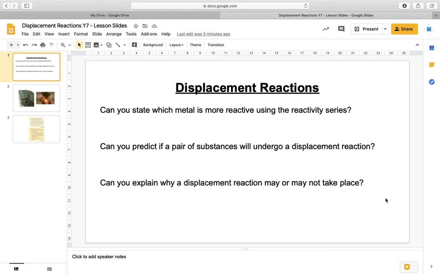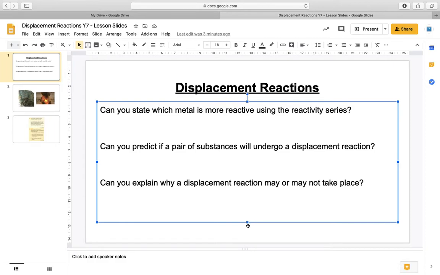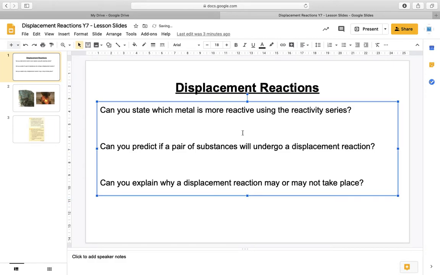Hello and welcome to our fifth lesson on this metals and non-metals topic. Last lesson we looked at the reactivity series. Today we're going to be looking at displacement reactions. So as you would do for any other lesson, could you write the title in your book please?